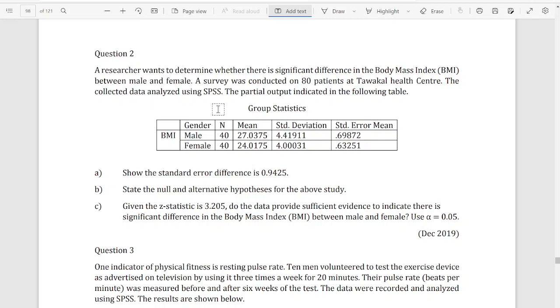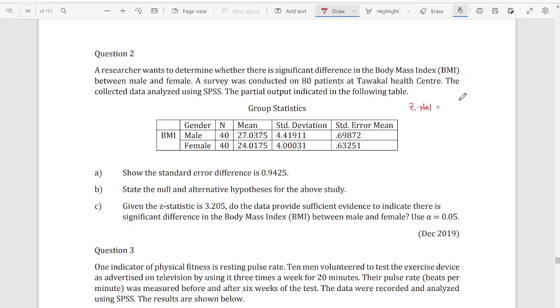And then once you know that it is unknown variance, then you need to check on the sample size. So in this case, the sample size both are greater than 30. So that means it has a large sample size. So kalau large sample size, that means kita boleh gunakan Z statistic. Okay, kita boleh gunakan Z test.